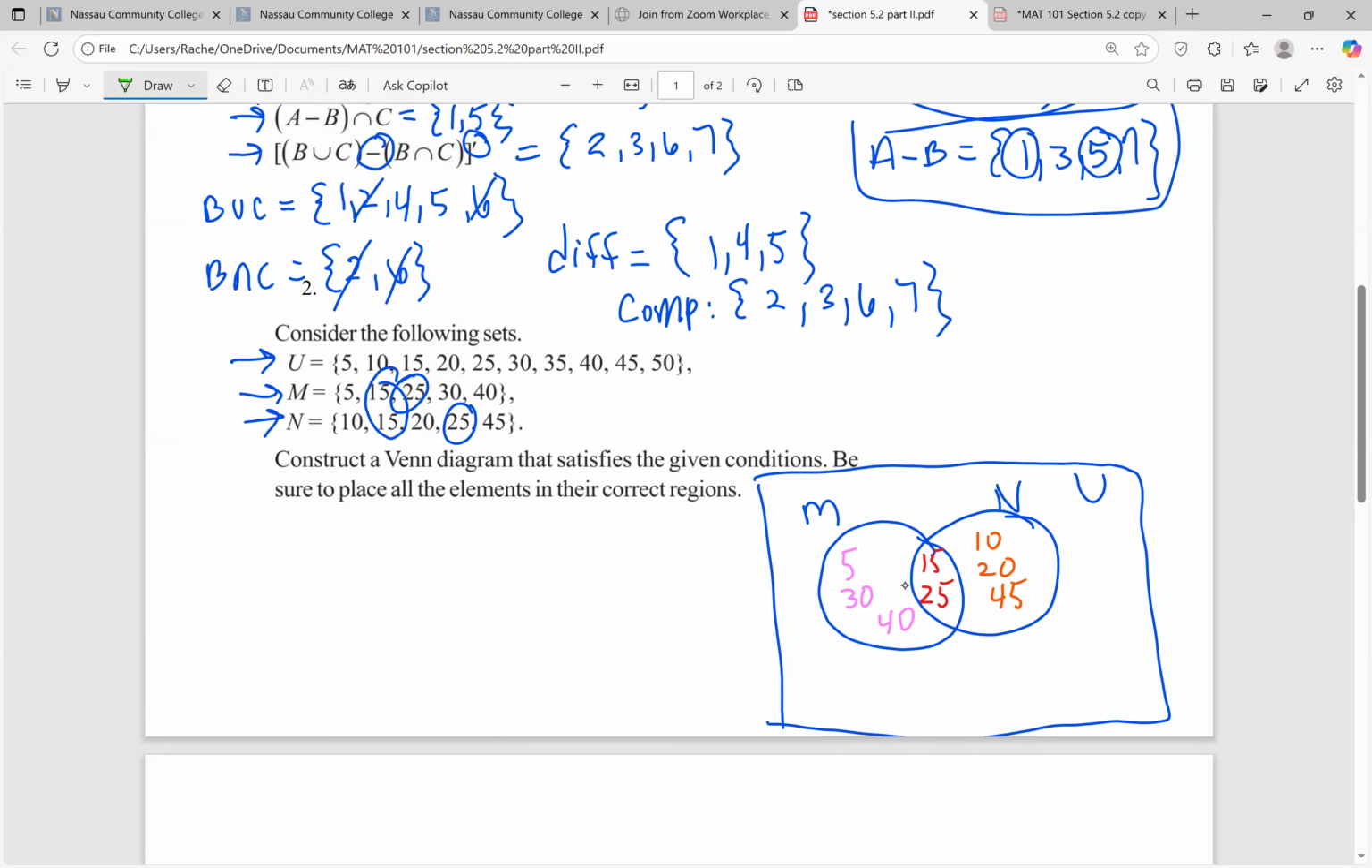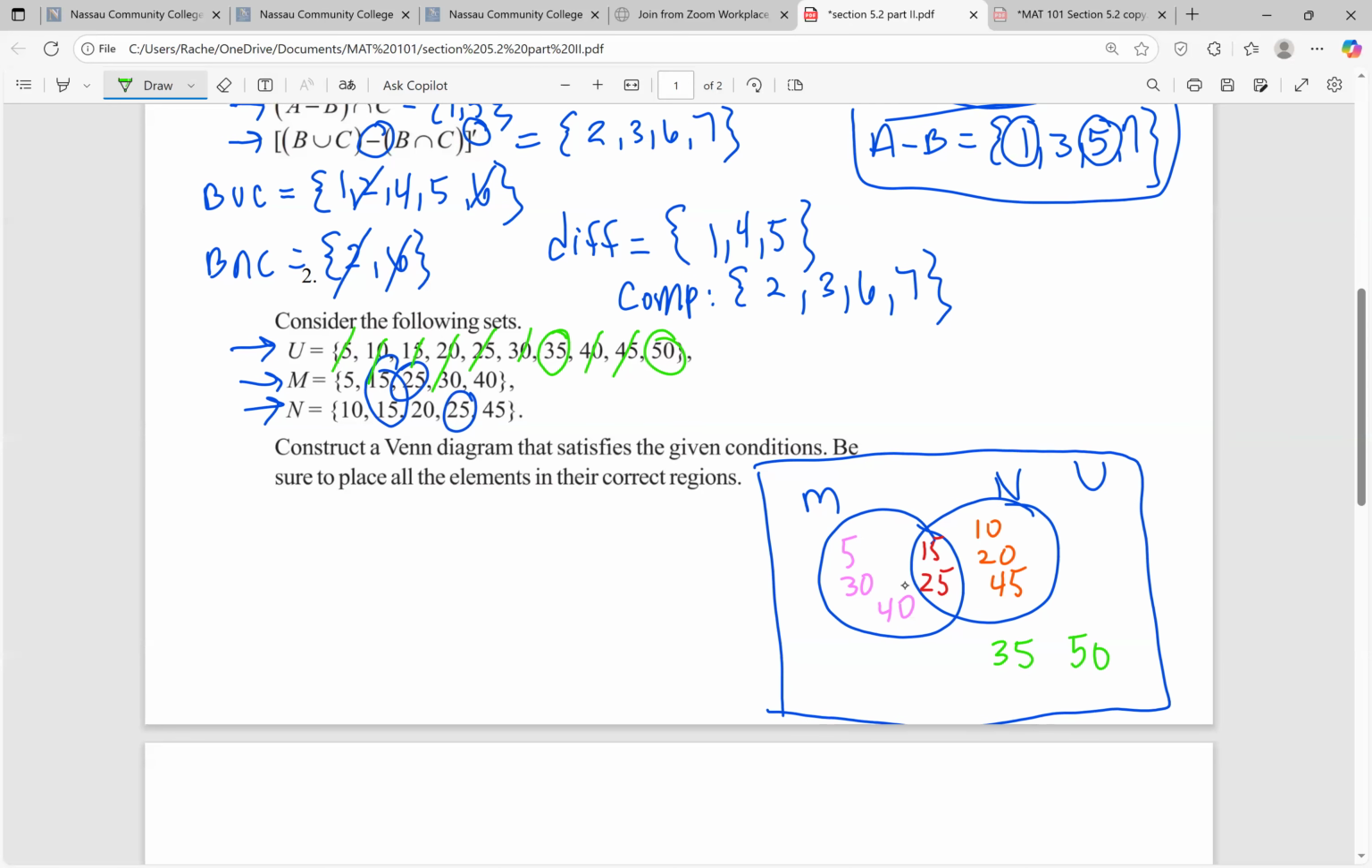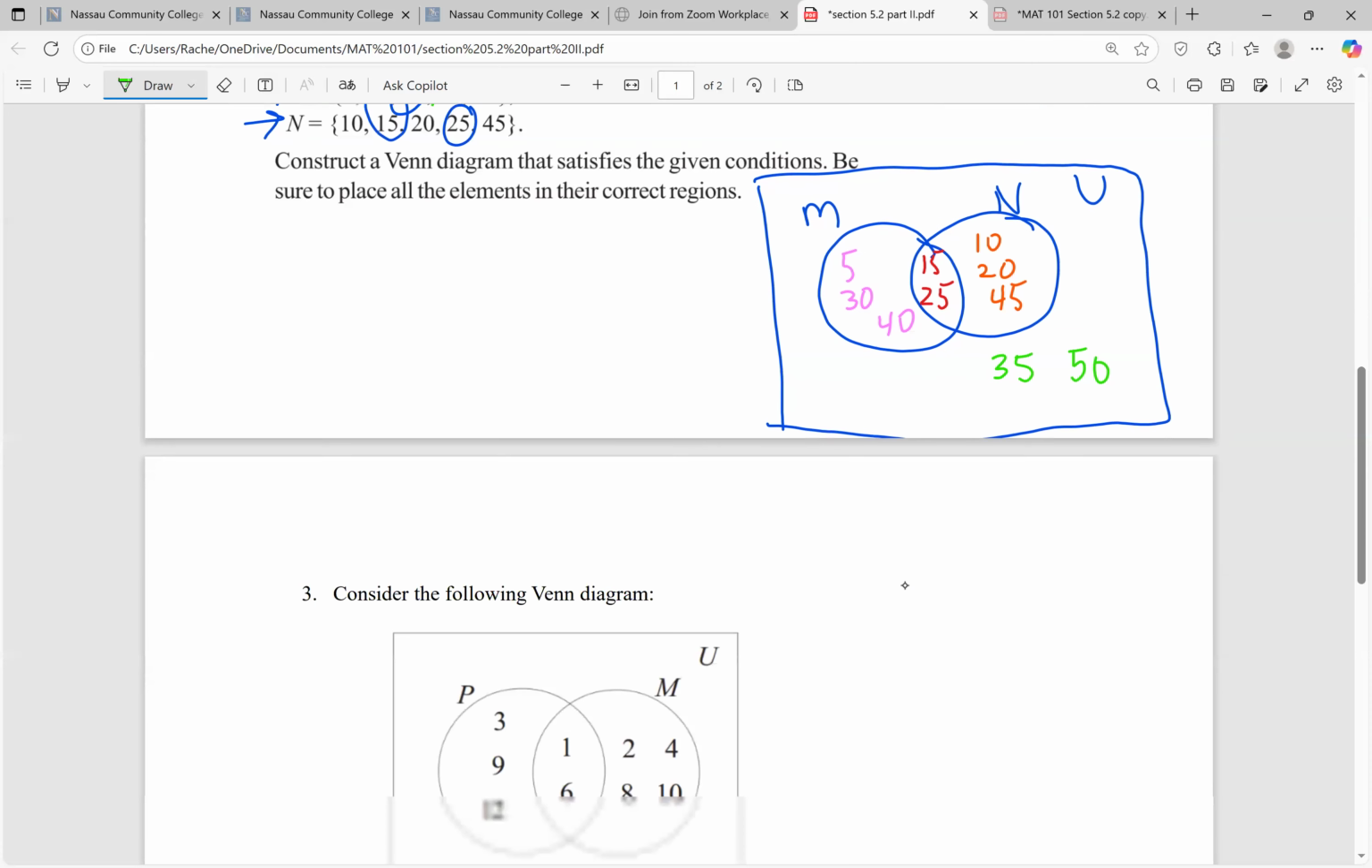Now what doesn't pertain to either, right? What's in the universal set that's not in M or N that we still have to account for? So we already accounted for 5, 10, 15, 20, 25, 30, but we didn't account for 35. We accounted for 40, 45, and not 50. So 35 and 50 still need to be added to the universe. So this way we include everything. So that would be the Venn diagram that represents those sets.